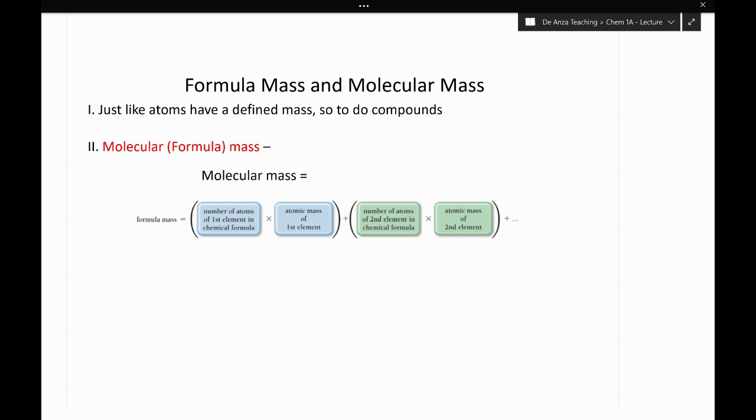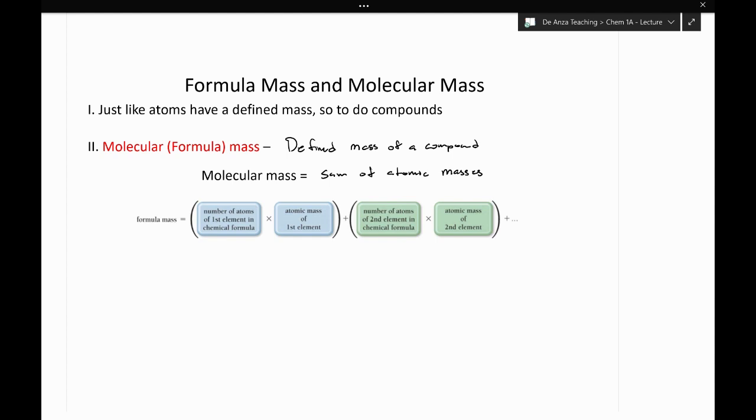And we call that defined mass the molecular mass for molecules or the formula mass for our formula units. So this is the defined mass of a compound. And the way that we can determine that defined mass is we just sum all of the atomic masses. If a molecule is made up of different atoms, we could just sum the mass of each of those atoms.